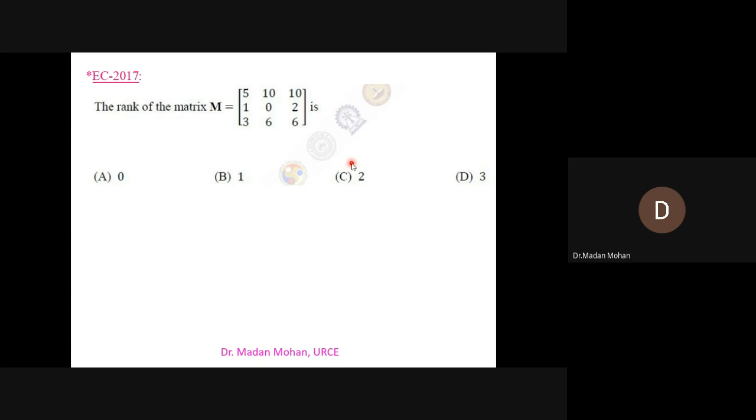Any dependencies in it? Are you able to observe the first column and second column? The first column... 2 5s are 10, 2 1s are 2, but 2 is not there. First column, third column. Third column, very good. 2 5s are 10, 2 1s are 2, 2 3s are 6. Therefore, I can delete the third column.